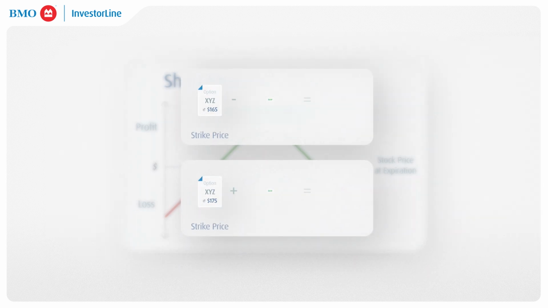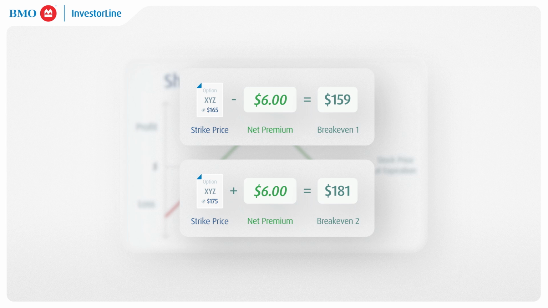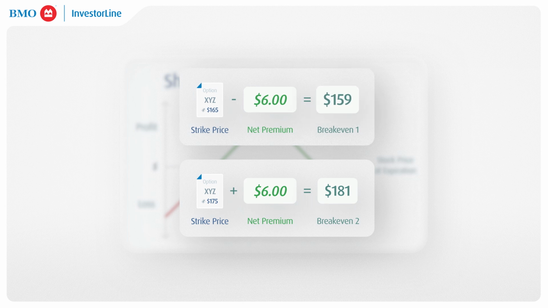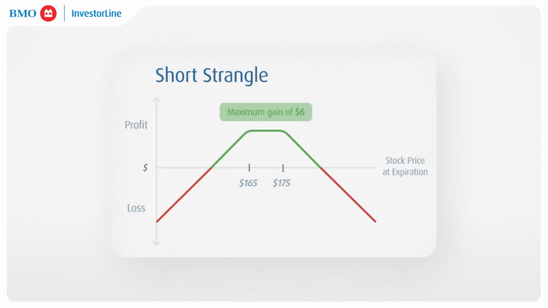Similar to a long strangle, the net credit would be used to calculate the two break-even points of the strategy, which would be the put strike price minus the premium paid, $159, and the call strike price plus the premium paid, $181. In this example, if XYZ were to stay between $159 and $181, you would be profitable, and if it were to exceed either of those break-even points, you would experience a loss, including unlimited risk to the upside and substantial risk to the downside.